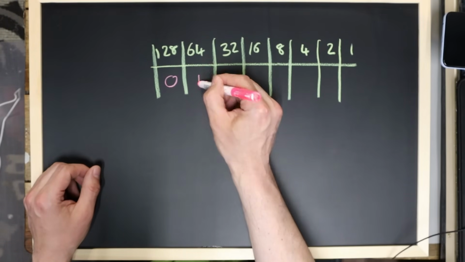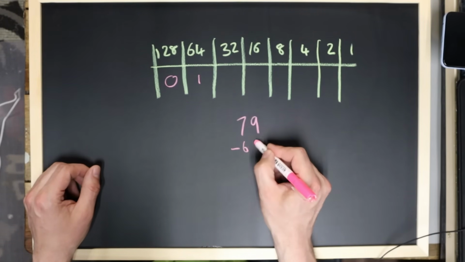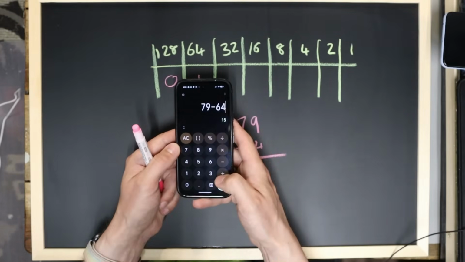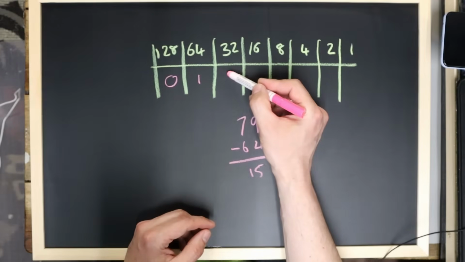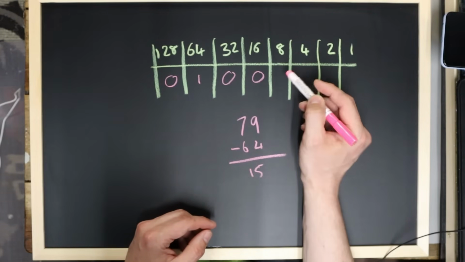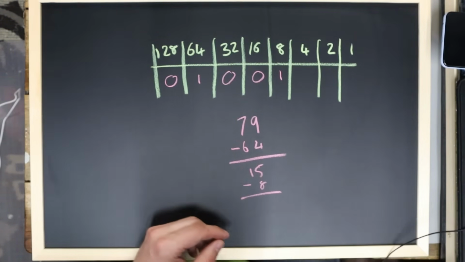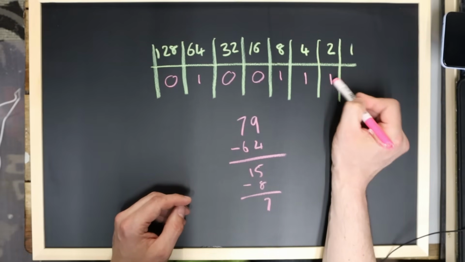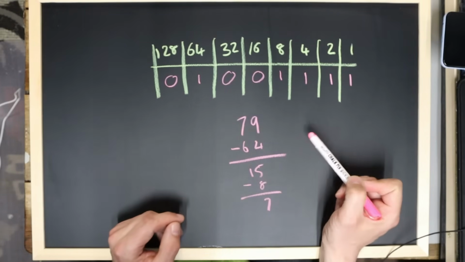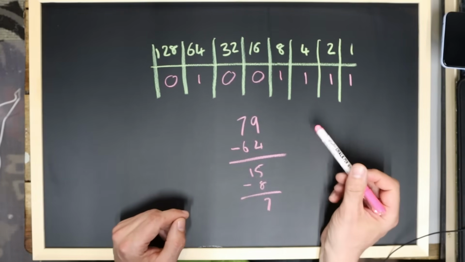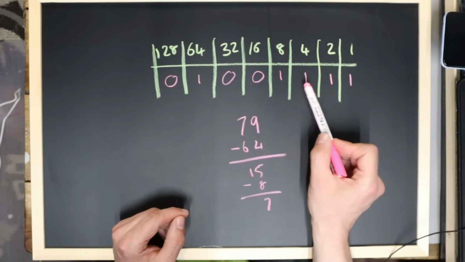64 will, so we put a 1. We then take away 64 from that. So that's 15. So 15 won't fit into that, it won't fit into that. It'll fit into 8. So we take away 8. So 4, 5, 6, 7. There we go. That is 79 in binary. 0, 1, 0, 0, 1, 1, 1, 1.